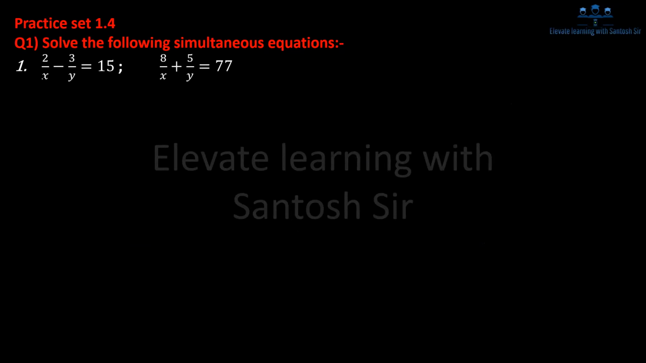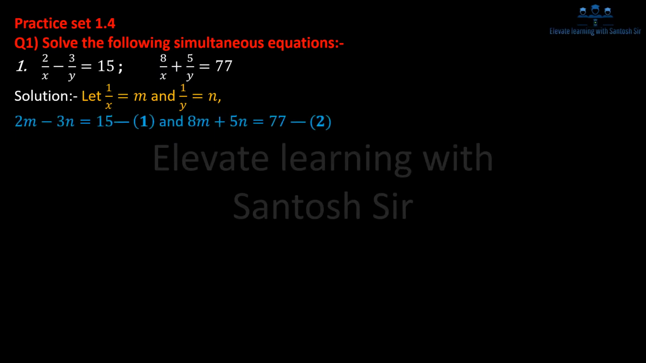So here we will have to do some substitution. If we see 1 upon x and 1 upon y, 1 upon x and 1 upon y is present in both the equations. So what we can do over here is substitute 1 upon x as m and 1 upon y as n. So these equations will become 2m minus 3n is equal to 15 and 8m plus 5n is equal to 77. Now these two equations look like linear equations in two variables. Now you can use any appropriate method to solve and get the values of m and n.